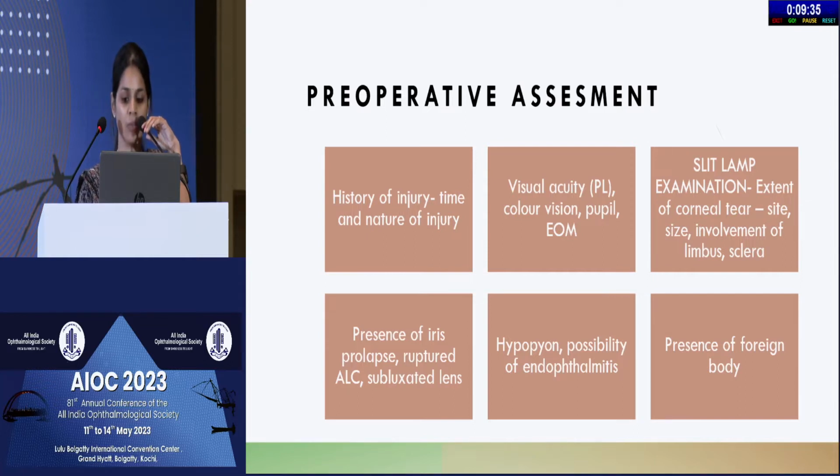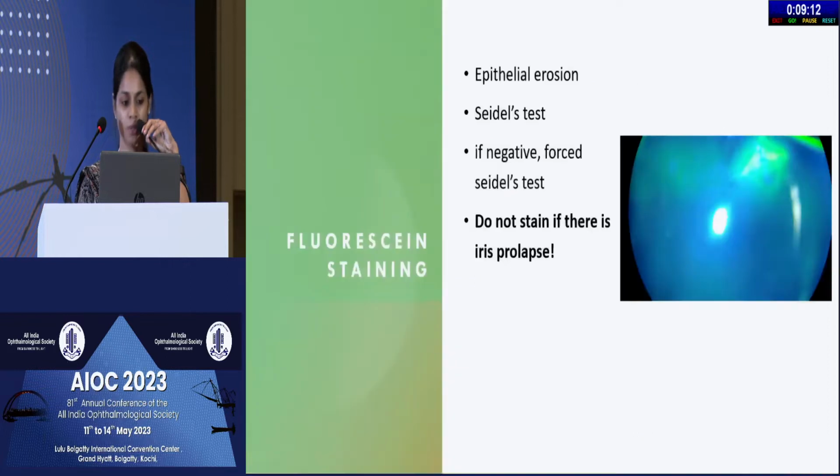On slit lamp, we have to assess the extent of the corneal tear, the site, the size, involvement of limbus and sclera. Presence of iris prolapse, ruptured lens capsule, any loose cortex in the AC, subluxated lens, or cataractous lens has to be assessed. Presence of hypopyon can give us an indication of endophthalmitis, and we have to look for the presence of an intraocular foreign body.